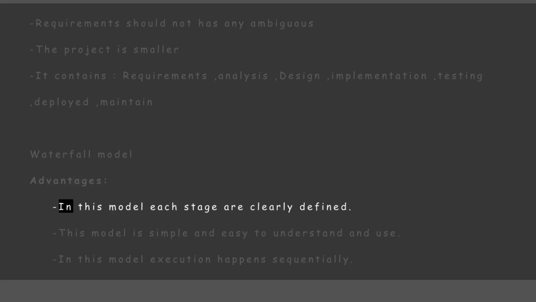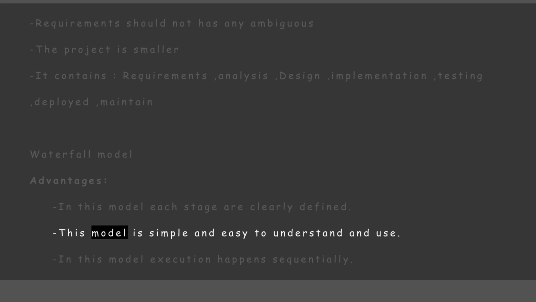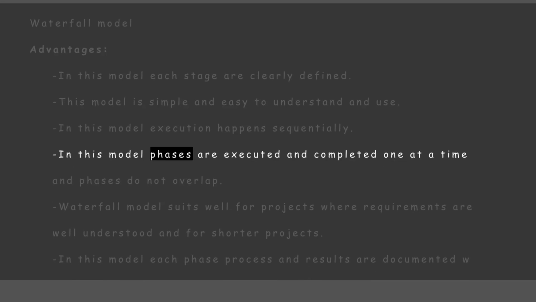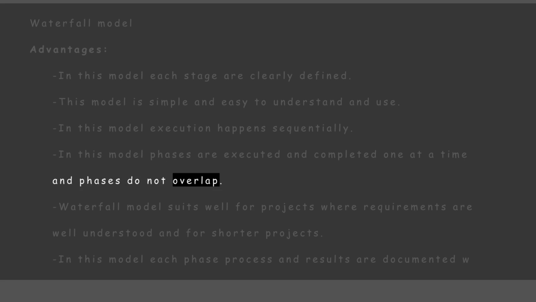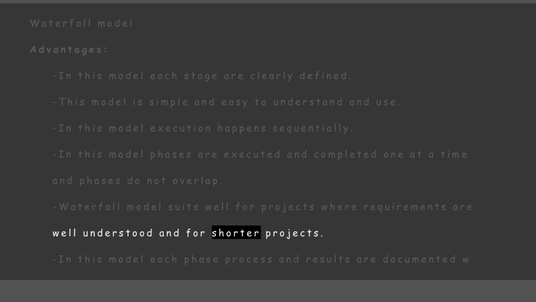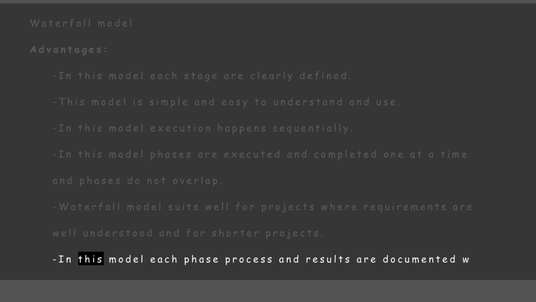Advantages. In this model each stage is clearly defined. This model is simple and easy to understand and use. In this model execution happens sequentially. Phases are executed and completed one at a time and phases do not overlap. The waterfall model suits well for projects where requirements are well understood and for shorter projects. In this model each phase's process and results are documented.